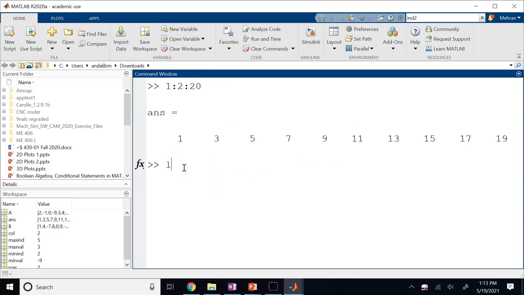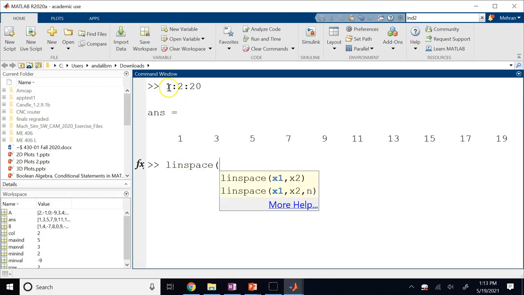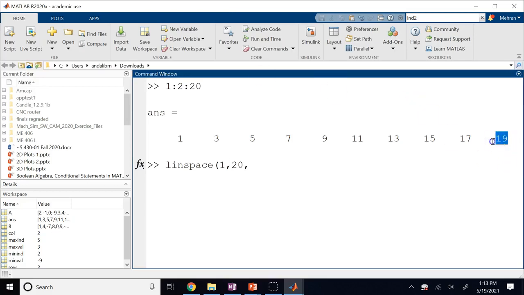Another way to do it is the command linspace. What's the difference between linspace and the colon operator? In the colon operator, you provide initial value, increment, and final value. In linspace, what would you do? You provide the initial value, the final value, and the number of data points. In here, how many data points do you have? If you count, you see you have 10 data. So I can say between the initial value and the final value, create 10 data points equally spaced. Now, how much is that increment? You figure it out.